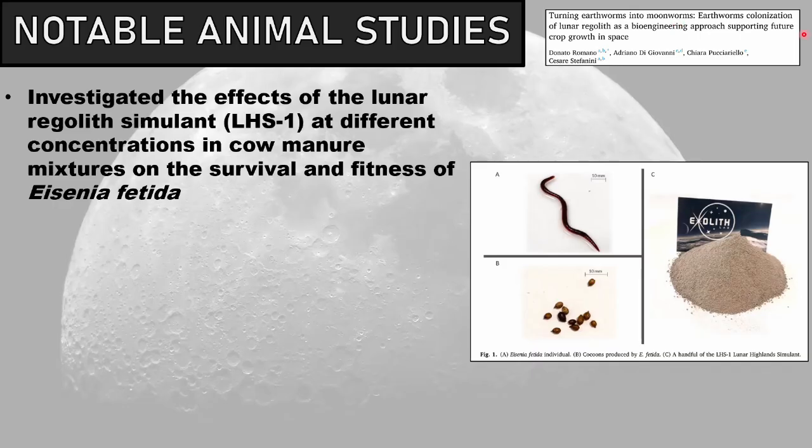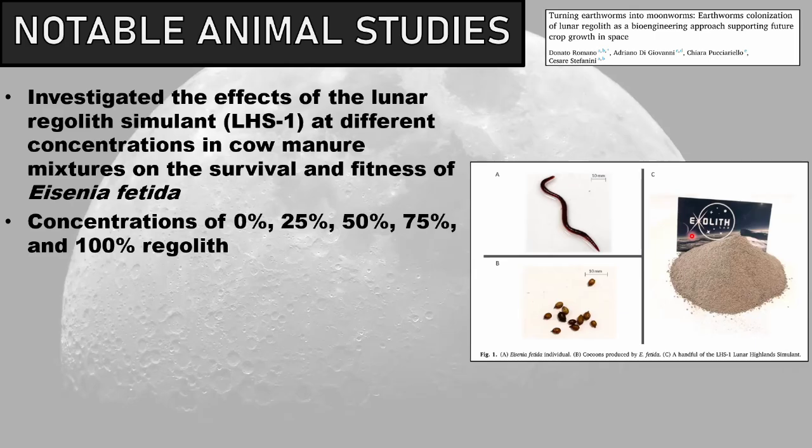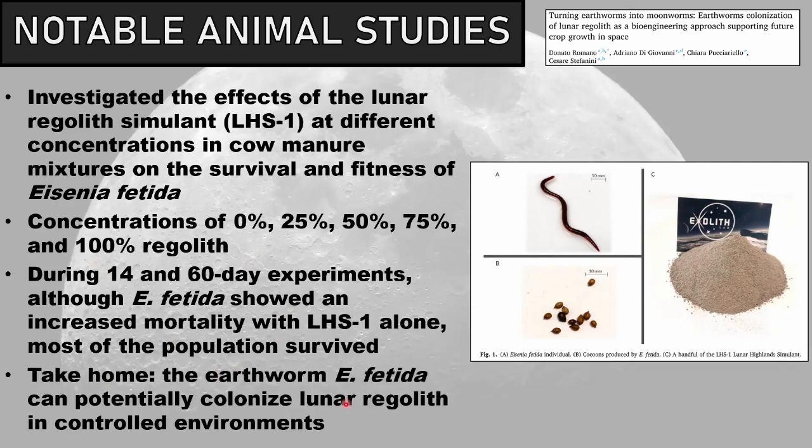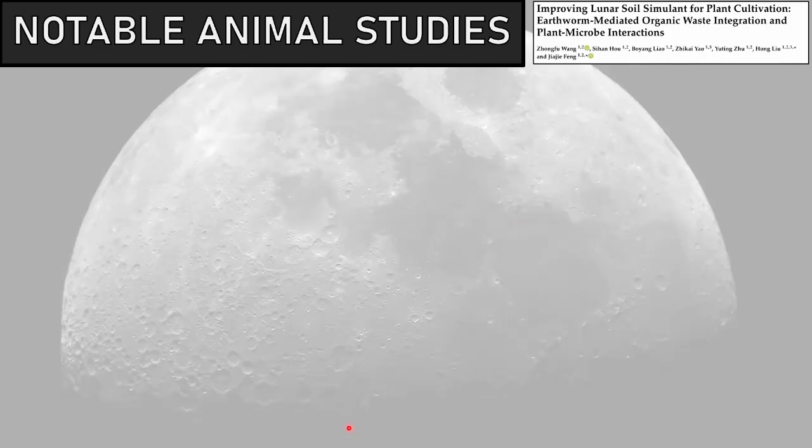These are earthworms. You've got an example here, some of their cocoons, and then the simulant from Exolith, well, it's now Space Resource Technologies. They did concentrations from anywhere from 0 to 100% regolith, and they had 14 to 60-day experiments. There was increased mortality in the 100% regolith, but most of the population survived overall. And that suggests the earthworm could potentially colonize lunar regolith in controlled environments, especially when you add the manure, to remediate the regolith with organic matter.